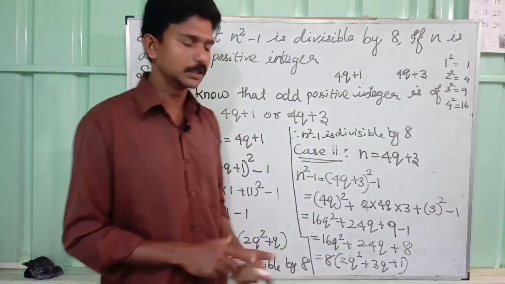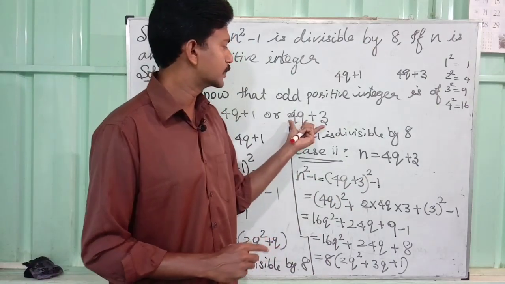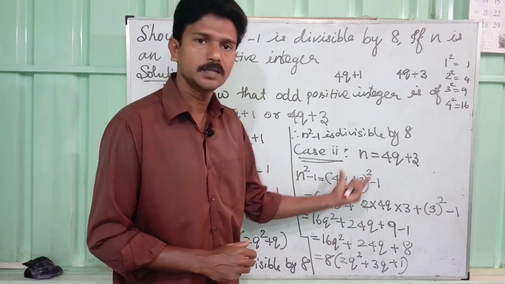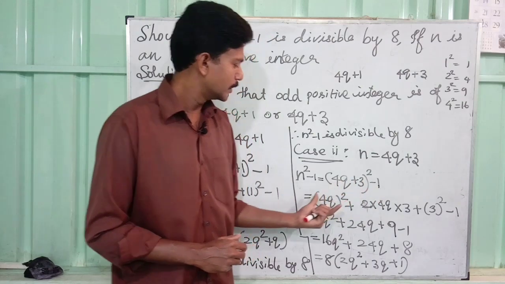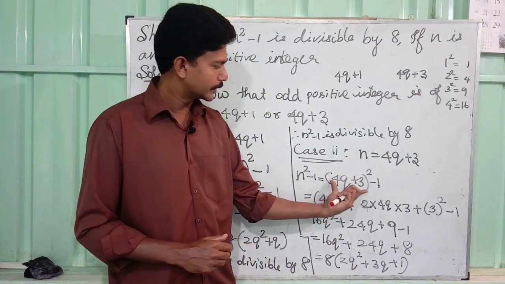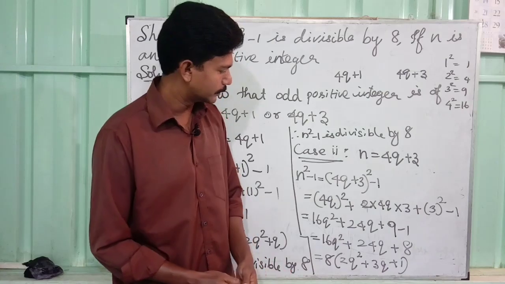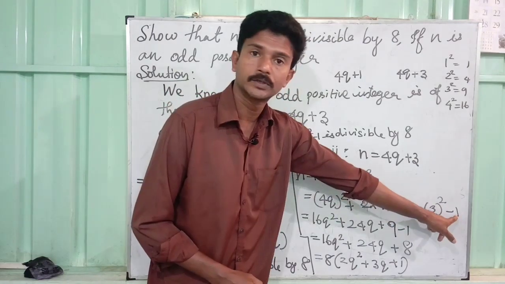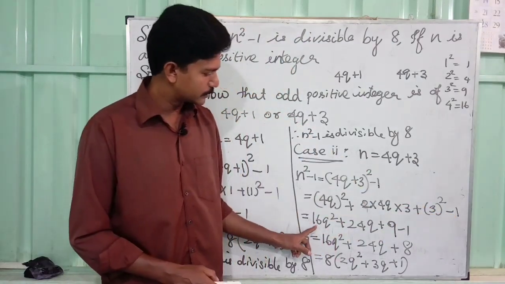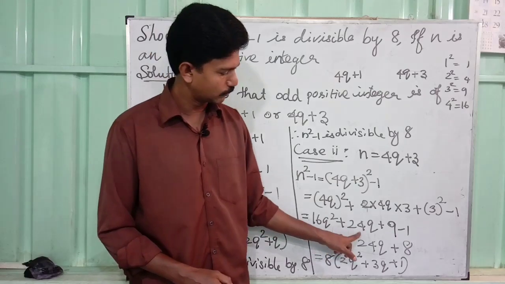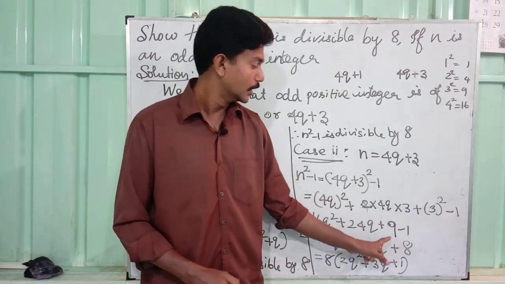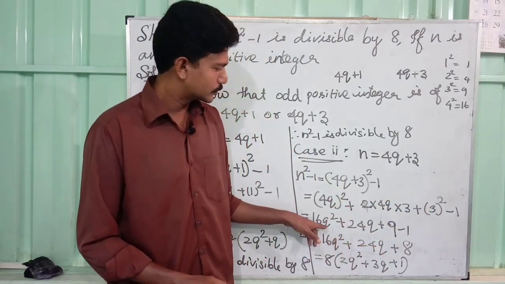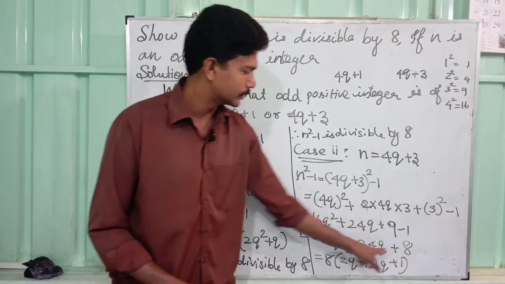Same way we write the second case. Here we take n value as 4q plus 3, and n square minus 1 means (4q plus 3) whole square minus 1. Here we can apply the (a plus b) whole square formula. When you square this, with the minus 1 also, we get 16q square plus 24q plus 3 square, which is 9, minus 1. So 9 minus 1 is 8. The remaining things will not change.